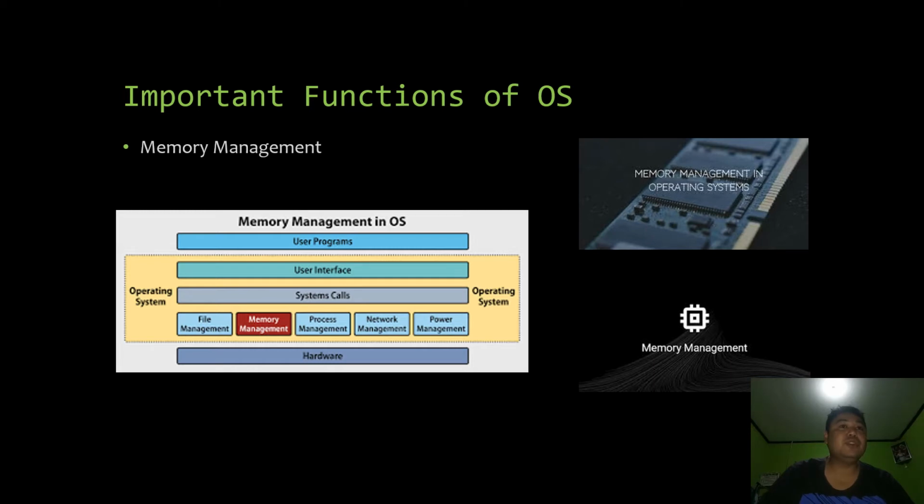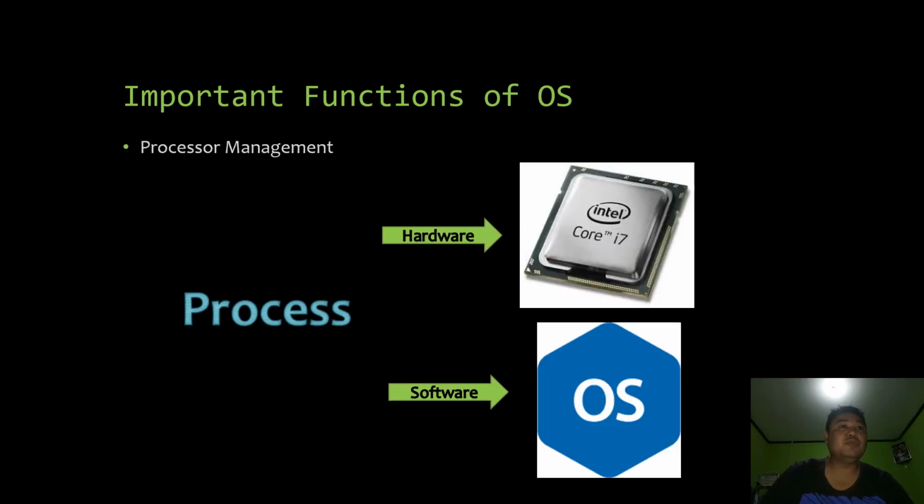So we have the important functions of operating system. First is memory management. Memory management allows the user to interact between the operating system as a buffer for user programs and hardware. So without memory management, there will be no apparent middleman between user and the hardware. Number 2 is process management or processor management. So we all know that your operating system processes hardware and software at the same time.